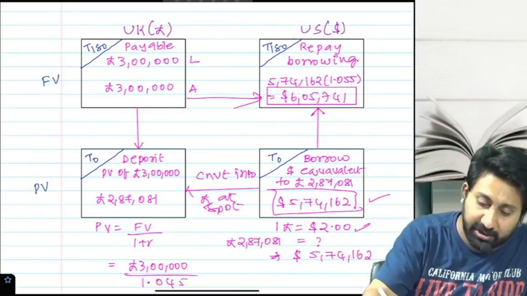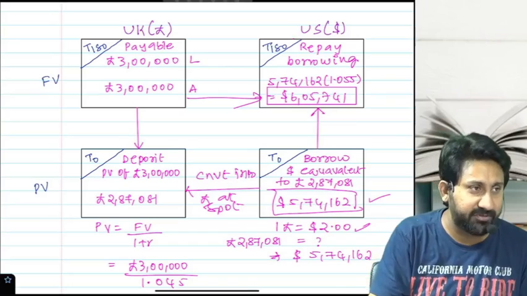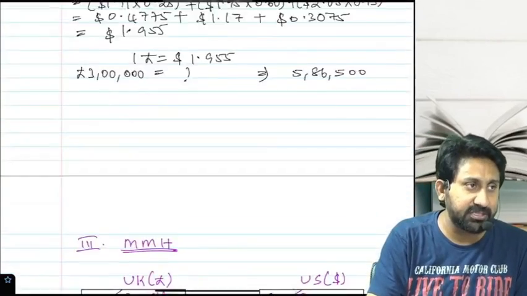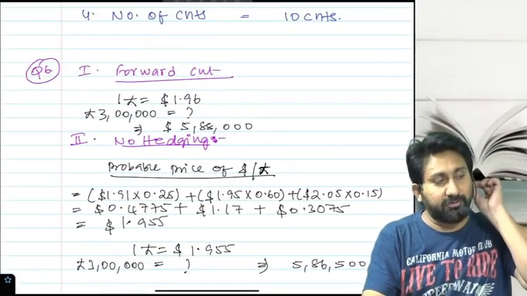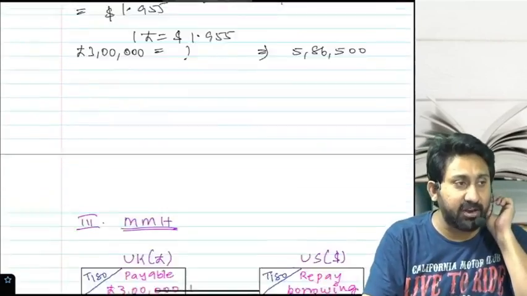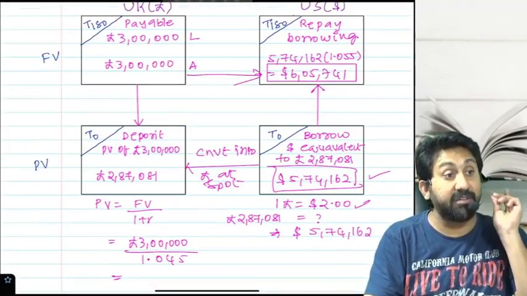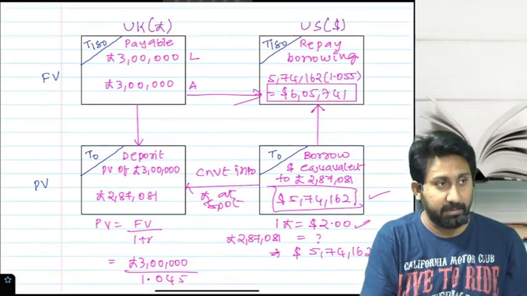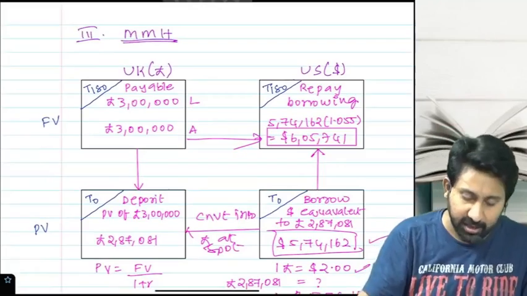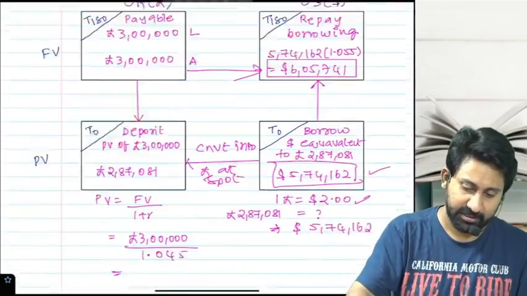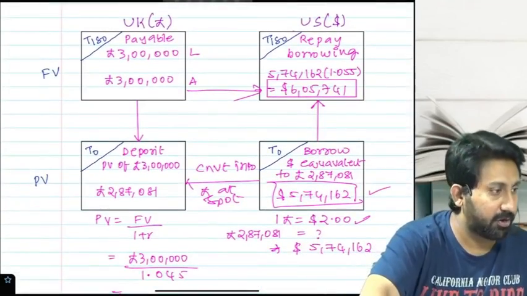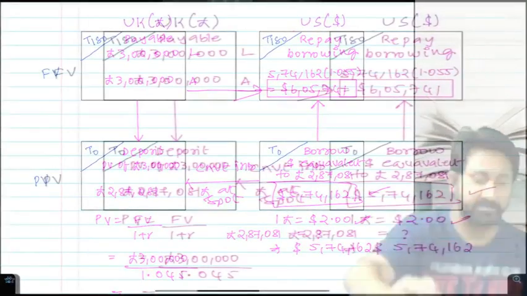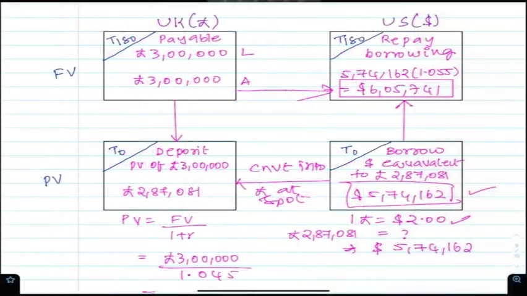But the net cost is very high in money market because of interest rates. It is 605,741. If you compare with forward or no hedging, money market hedging is very costly, because in this question we have a payable. Costly payable it is. Okay, last one. Please copy this first, then we go to the last one called options hedging.